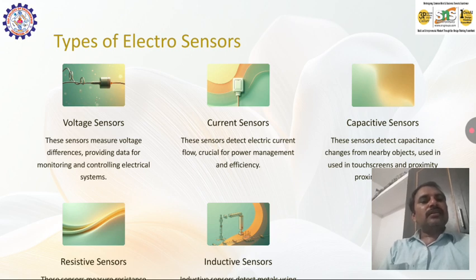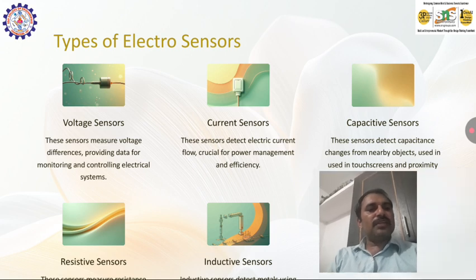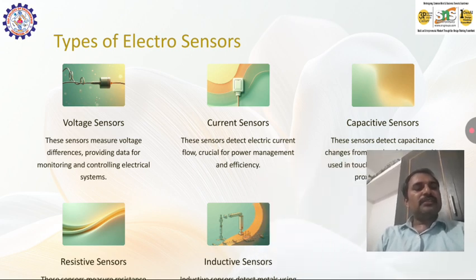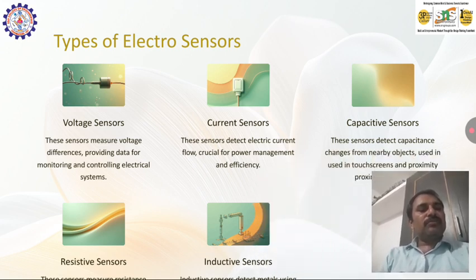Another one is current sensors. These sensors detect electrical current, especially the flow of current, and are especially used for environment and power management systems. They are highly efficient. And capacitive sensors detect capacitance change, which is useful in touch screens and proximity sensing.